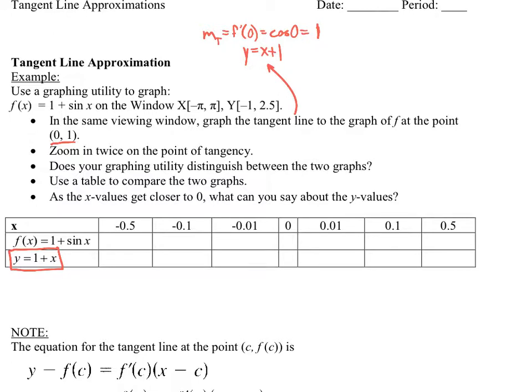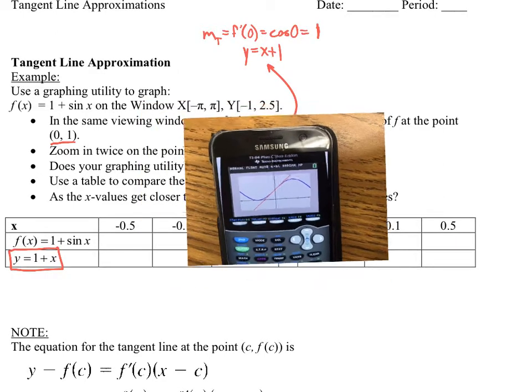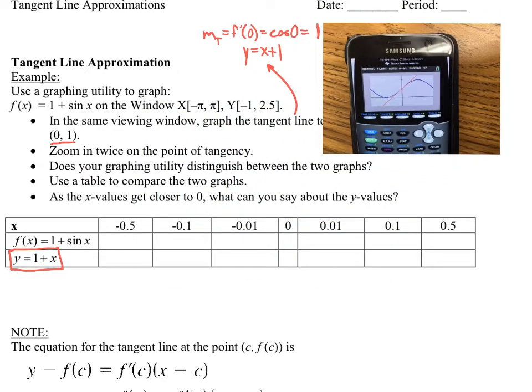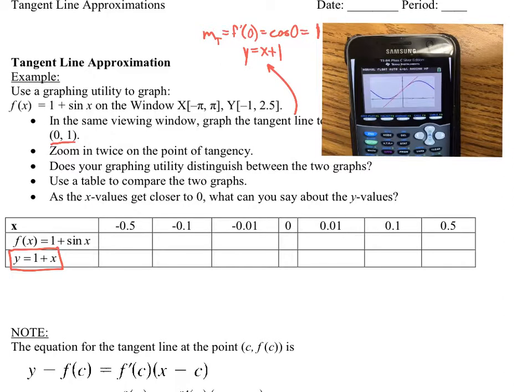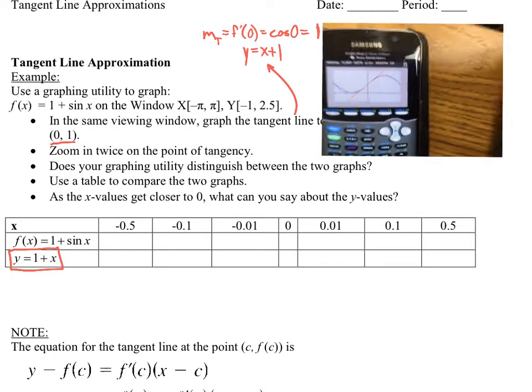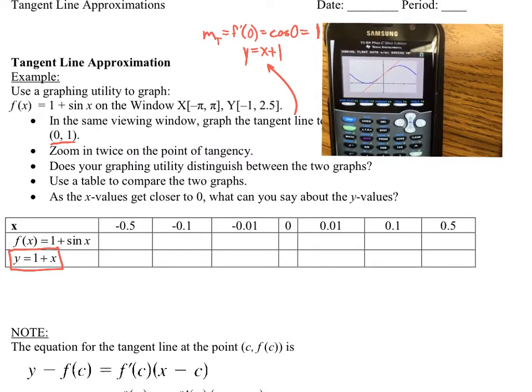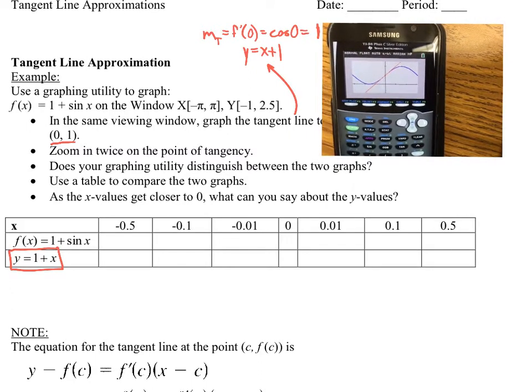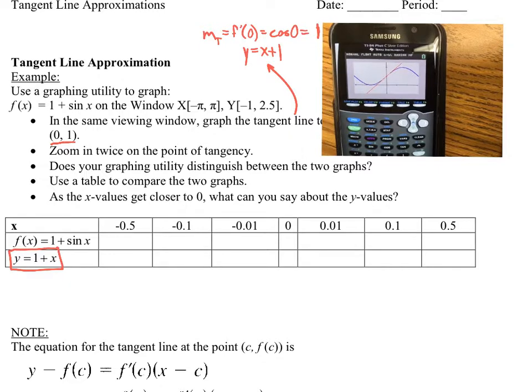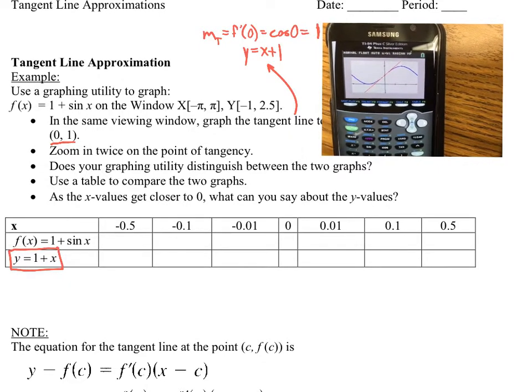So we graph them both, and I want you to be able to see this, so I'll have it up here where you can see, and I'm going to hit record on that too so it records on the movie. All right, so there's what it looks like on that window that we were given. Okay, and you can see the point of tangency there at the point 0, 1.